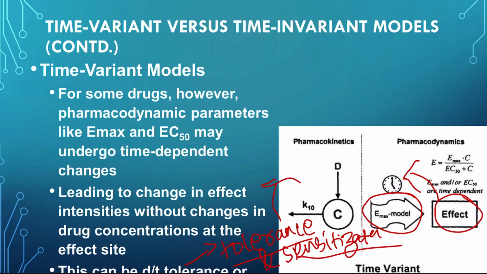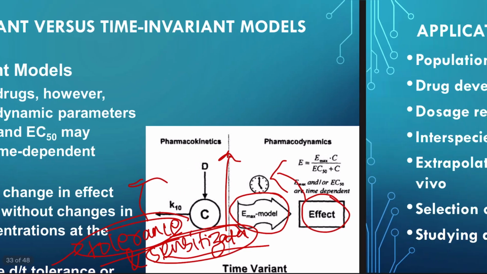Then sensitization can also occur, that is there is an increase in the affinity of the receptor towards the particular drug. So in that case sensitization occurs. There also it will lead to an increase in the response of the drug compared to the concentration, that is the concentration which was present earlier is present now also, but the response has increased drastically at different times. So in that case it is called sensitization. When the response decreases, it is called tolerance. So these are the two different time variant models.